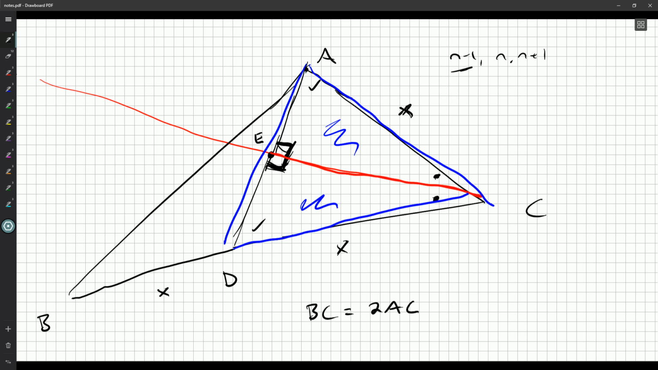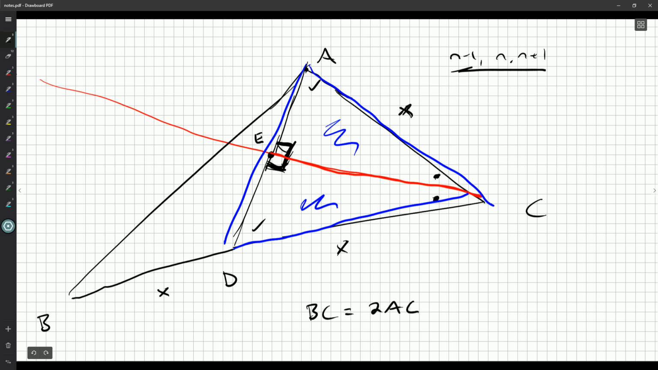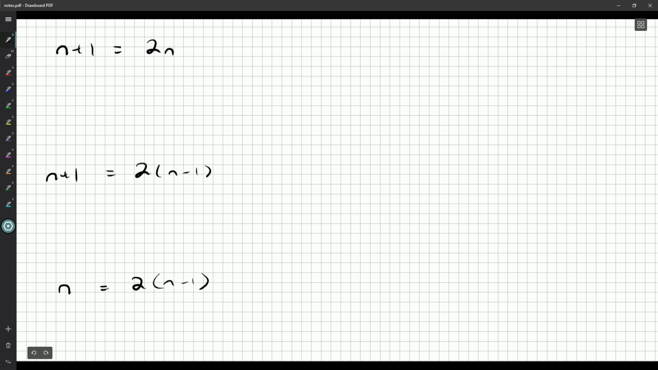So we need 3 consecutive numbers, one of which is twice one of the others. That leaves me with only a few possibilities. Maybe n plus 1 is twice n. Maybe n plus 1 is twice n minus 1. Or maybe n is twice n minus 1. Those are the only 3 possibilities. Now, I'm guessing only one of these should work out and give us a proper triangle.